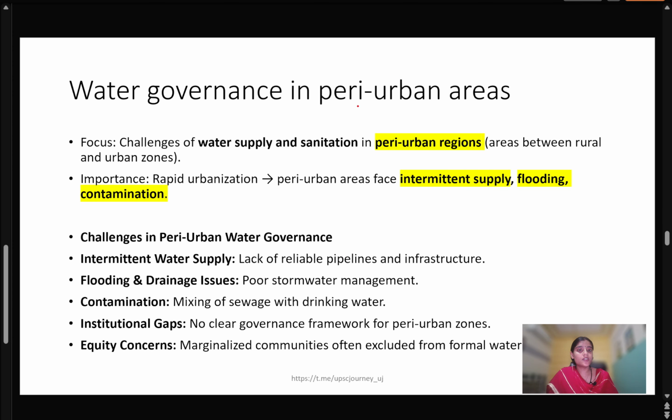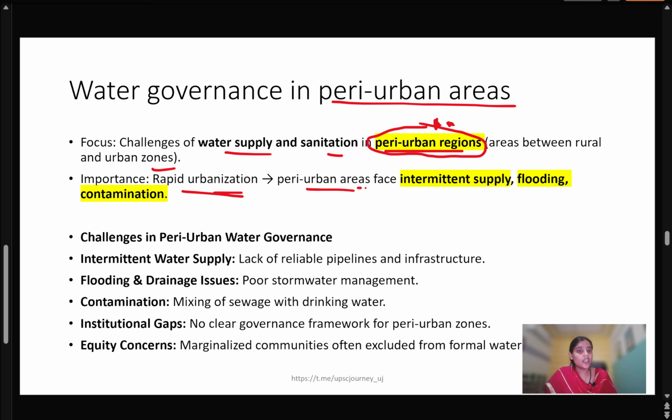The main focus is water supply and sanitation in peri-urban areas between rural and urban zones. These are the intermediary between both rural and urban areas, known as the peri-urban zone. The importance is because of rapid urbanization; peri-urban areas face intermittent supply because they do not have a proper supply of water, and they have flooding and contamination. These are the issues because of rapid urbanization.